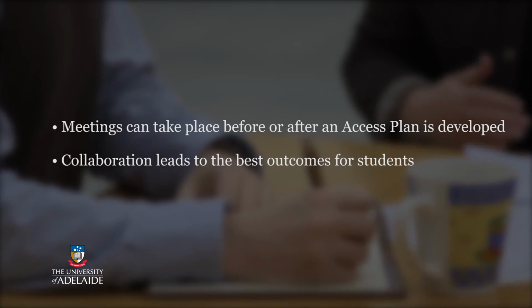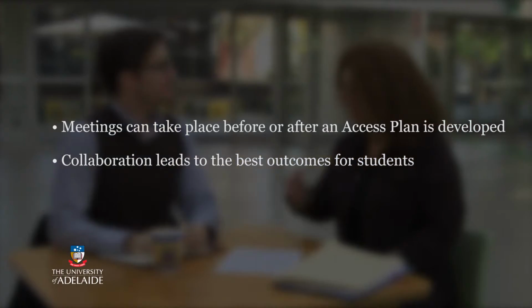Sometimes a disability advisor may request a reasonable adjustment that is not appropriate for the requirements of the course. If that occurs, then a disability advisor can meet with the academic and discuss possible solutions.